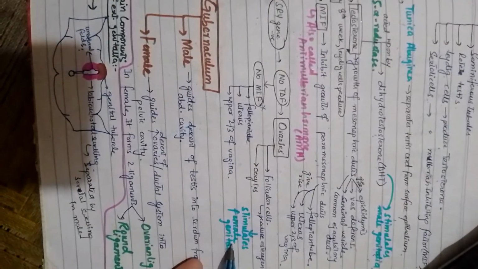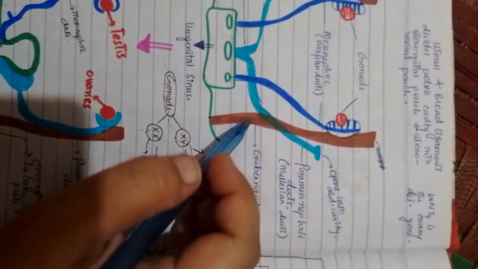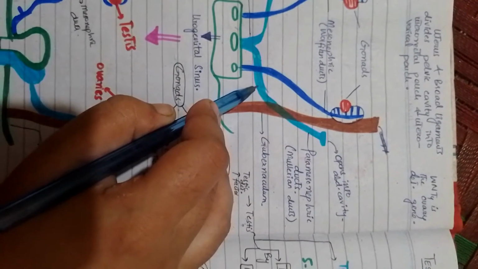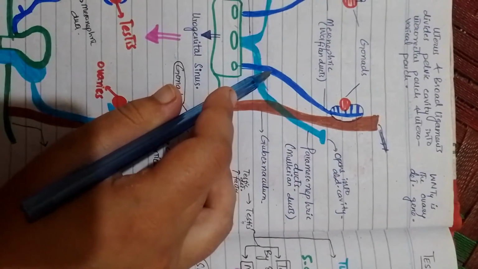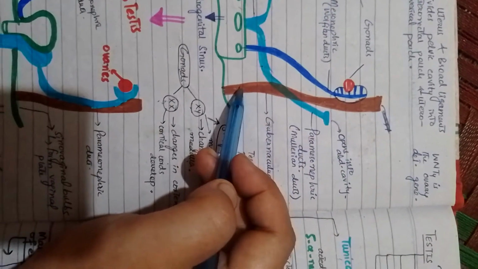Now, in the structure, you can see this structure. We have discussed the paramesonephric ducts, which cause the female gonad development, and mesonephric ducts, which cause the male gonad development. And there is another structure, that is the gubernaculum. What is the role of the gubernaculum in the males and females?